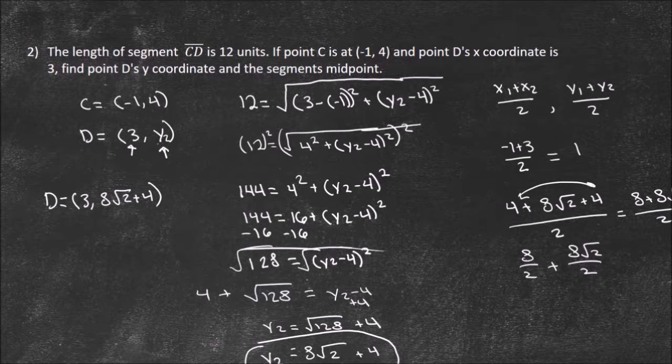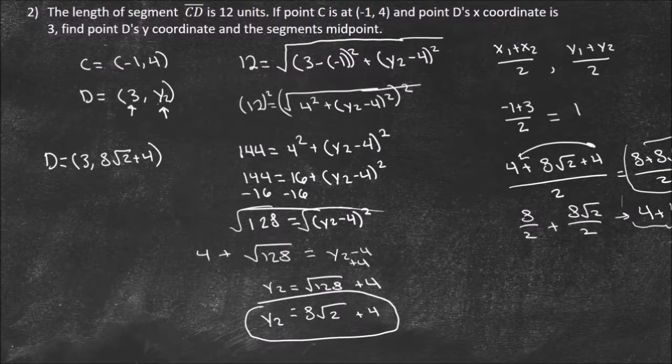And I can divide both. 8 divided by 2 I know is 4, plus 8 square root of 2 divided by 2. Well, 8 divided by 2 again is 4, so I'll get 4 square root of 2. So that is the y-coordinate of this. But if you wanted to leave it in this case, if you just got to this, you would be correct. All I did was simplify a little bit, so that would be fine.